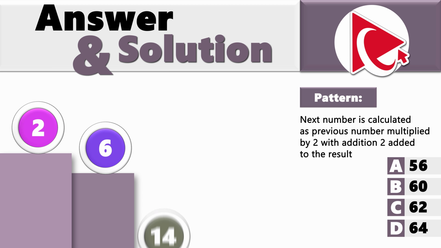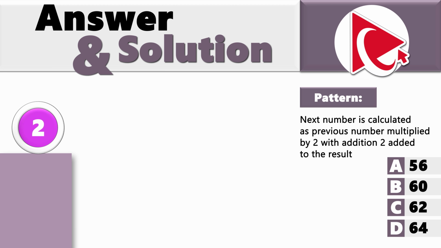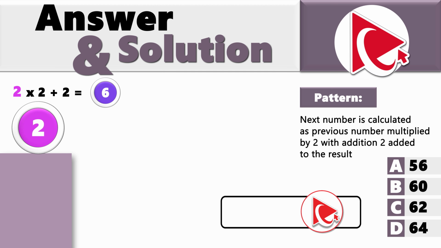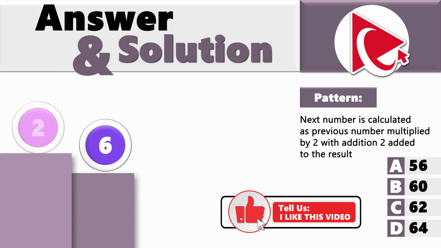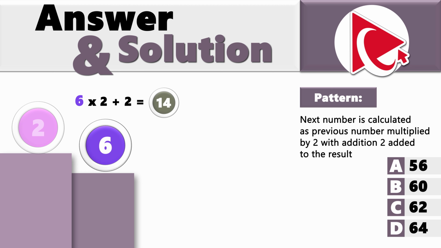For example, the number on the ball when it's on top of the stairs is 2. As it falls to the next step, the calculation is to multiply 2 by 2 and add 2. So the end result of this is 6. As the ball continues falling, you need to multiply 6 by 2, add 2, and the end result of this is 14, which is the next number.